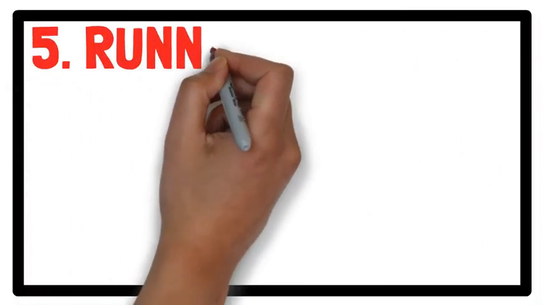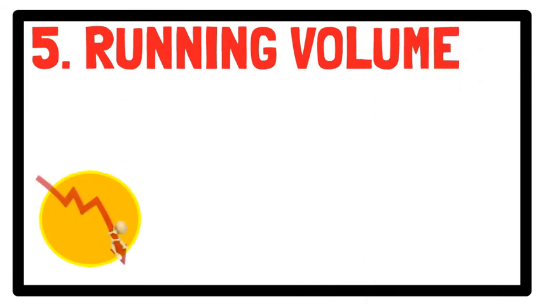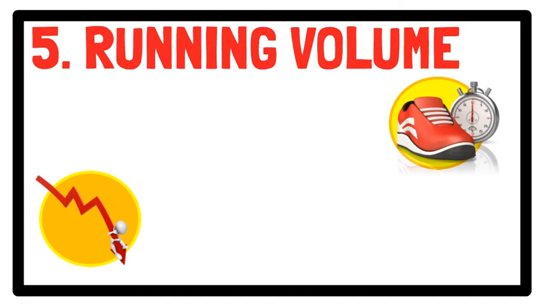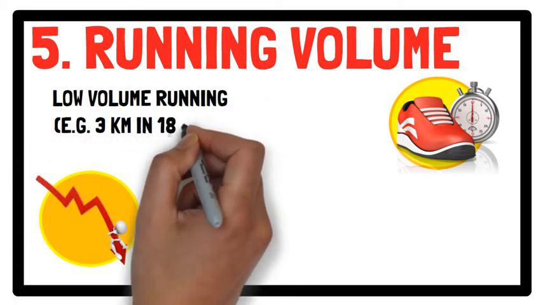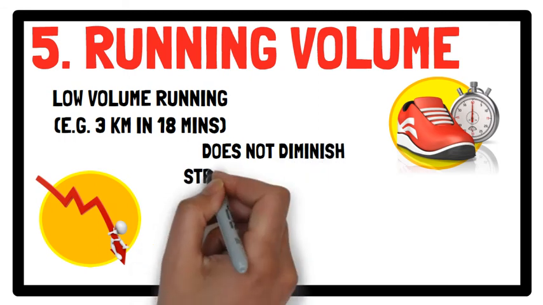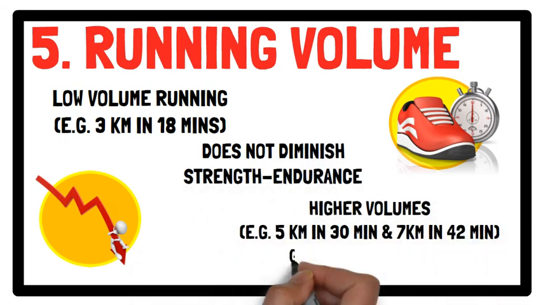Consideration 5. Running volume. A negative association between strength performance and running exercise duration has been found, whereby greater strength reductions are seen after more prolonged running distances or time. It was concluded that low volume running does not diminish strength endurance, whereas higher volumes generate impairment.